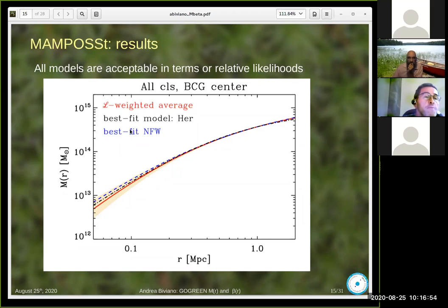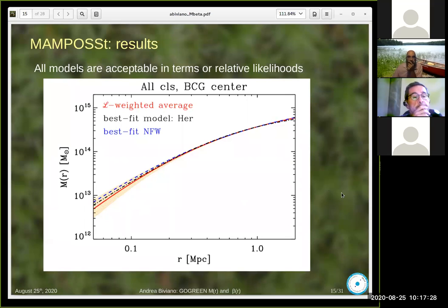At face value, the best fit model is a Hernquist model, but you see the likelihood-weighted average of all models is shown by this red line, and the uncertainties are in the orange contour. And in the end, the best fit Navarro-Frenk-White is a good model. So it looks like we have a bit less concentrated mass than Navarro-Frenk-White, but this is not really significant at all.